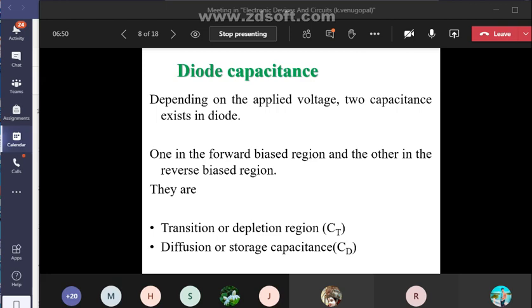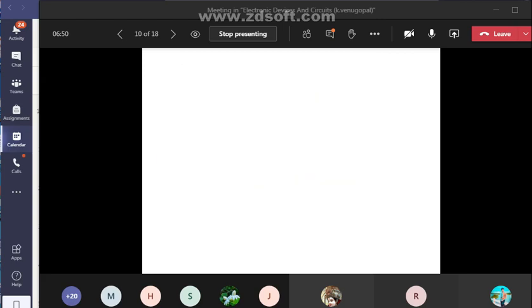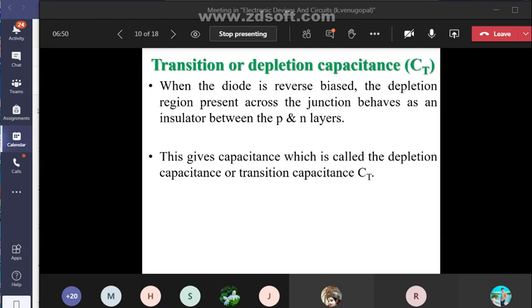So how to define CT and how to define CD? When the diode is reverse biased, the depletion region present across the junction behaves as an insulator between the P and N layers. In the reverse biased junction, the depletion region increases, and it behaves like an insulator between the P and N layers.